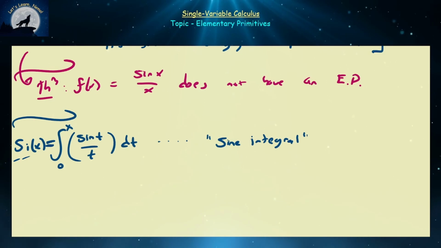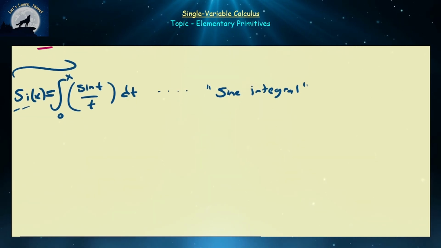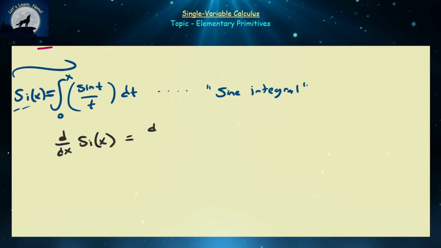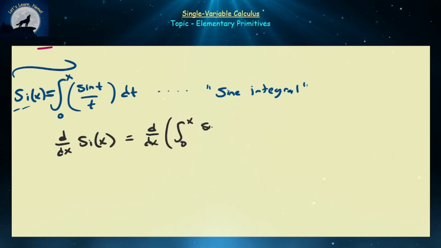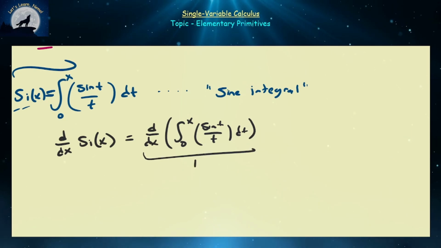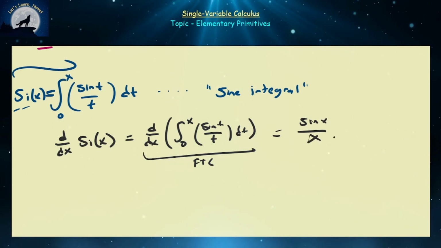So what do we gain from creating this function? Well, I can start to ask you very simple questions. What is the derivative of the sine integral? Well, that's just going to be equal to the derivative of this integral defined function, the integral from 0 to x, of sine of t over t dt. And from the fundamental theorem of calculus, we have a lower bound of a constant and an upper bound of x. That's just going to be equal to the integrand evaluated at x. So the derivative of Si of x is equal to sine x over x.